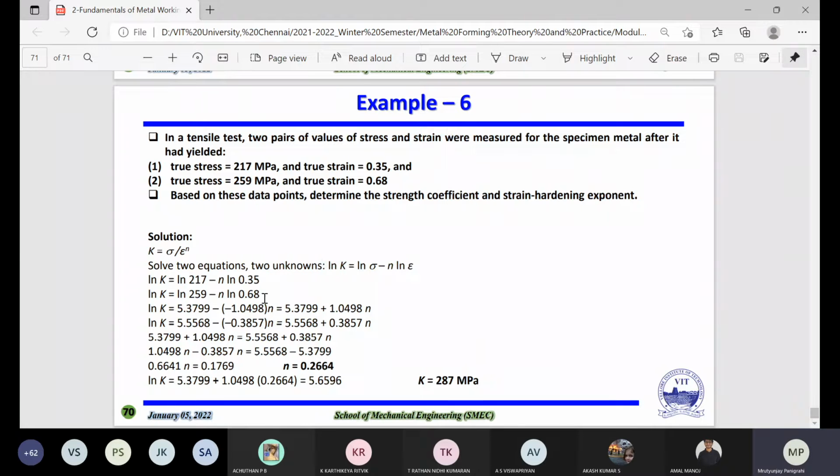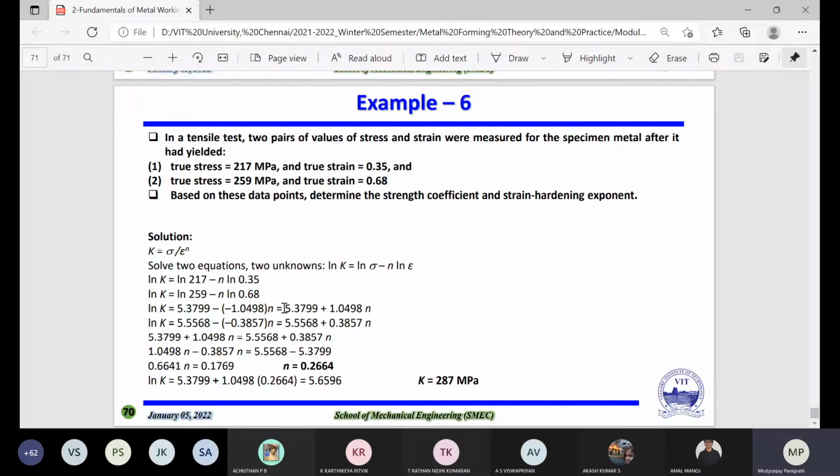So you have been given your true stress in the first equation, 217 megapascal, and true strain 0.35. In the second equation, 259 megapascal true stress and true strain 0.68. So put in ln k equal to ln 217 minus n ln 0.35, first equation. Similarly, in the second equation, ln k equal to ln 259 minus n ln 0.68. Is it okay? And ln 217 and ln 259, you will find some value there.